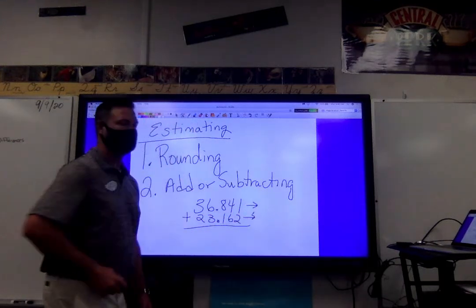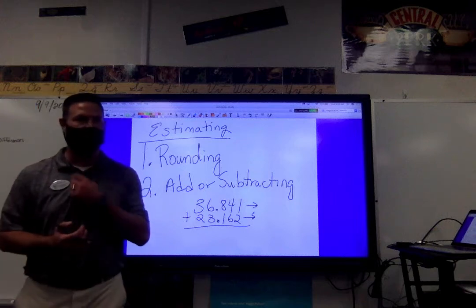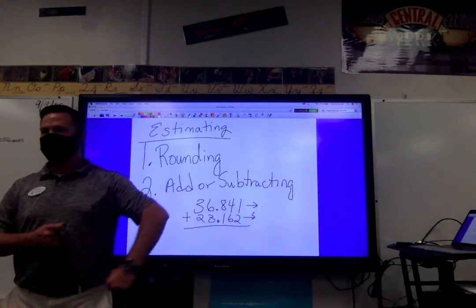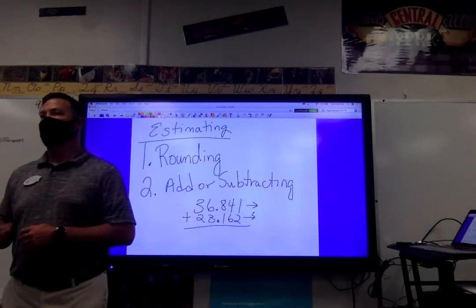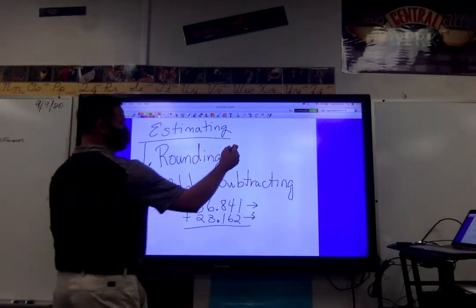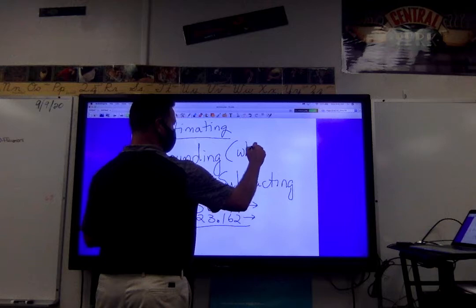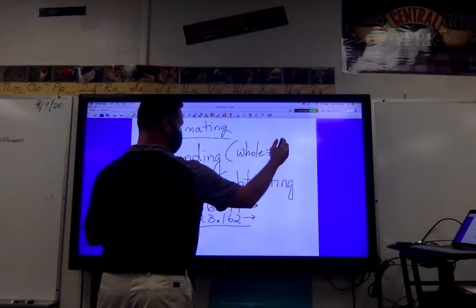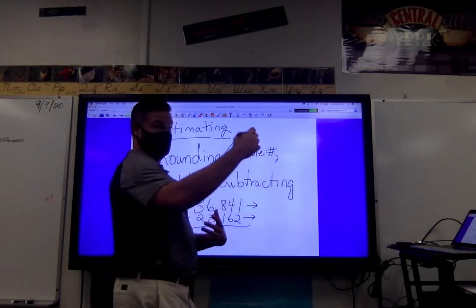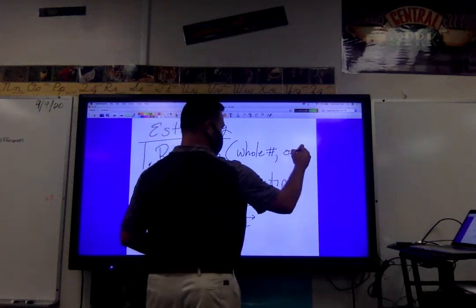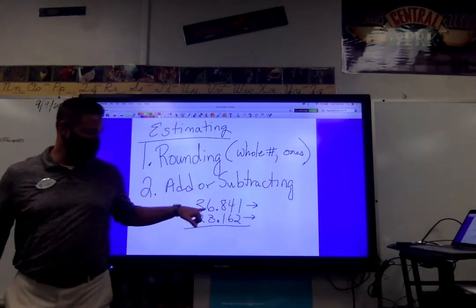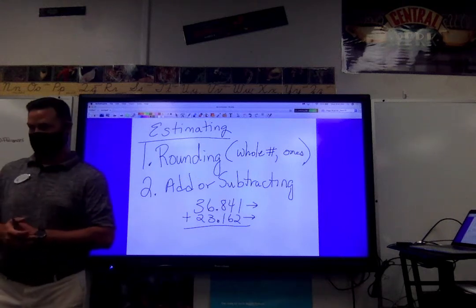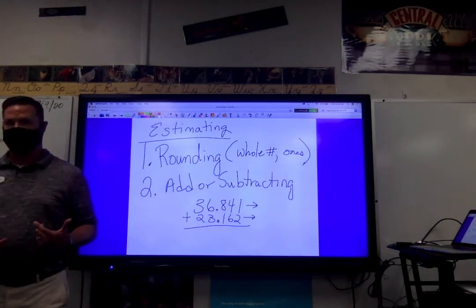Now, if they do not tell you where to round to, if they don't say round to the nearest whole number or round to the nearest tenth or the hundredth, always, always, always round to the nearest whole number. Or what place is that? The ones, nearest ones, which is the first number in front of the decimal. So let's round 36.841 to the nearest whole number.